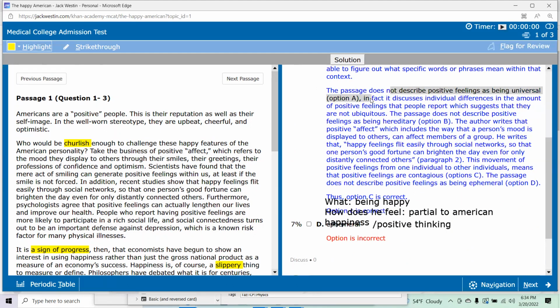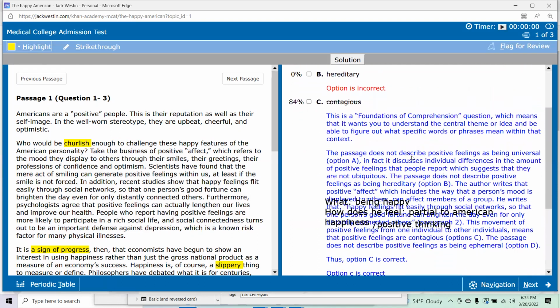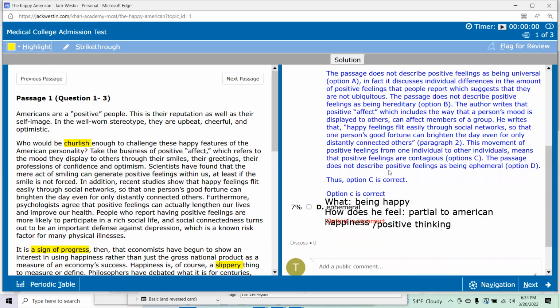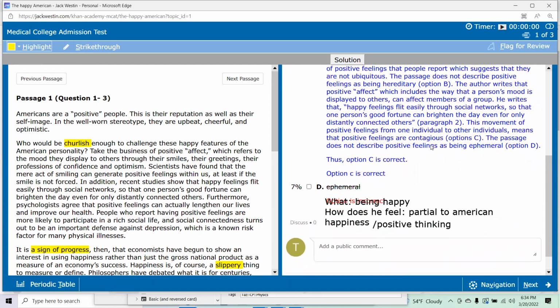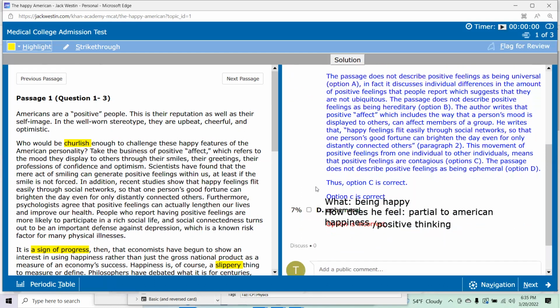You accurately said that because he was talking about positive feelings being uniquely American, right? B, he doesn't say it's hereditary because he doesn't mention families, right? And Americans are not families. Ephemeral: the passage does not describe positive feelings as being ephemeral because he just didn't say anything about them being short-lived, but you didn't know what ephemeral meant, which was fine.